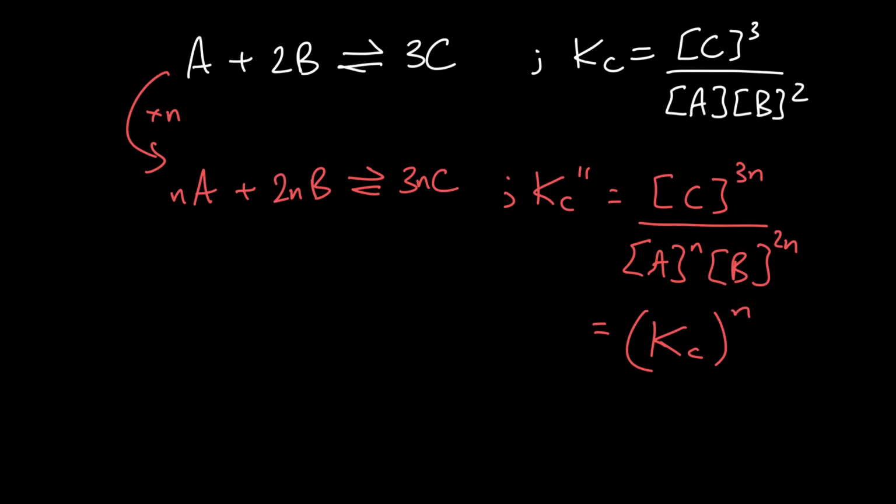So when we multiply a chemical equation by a factor of n, then we raise the equilibrium constant to that factor of n. So whatever you pick, if you double it or triple it, then you square or you cube the equilibrium constant. So that's the second thing we've got to know. So let's move on to the third thing now.